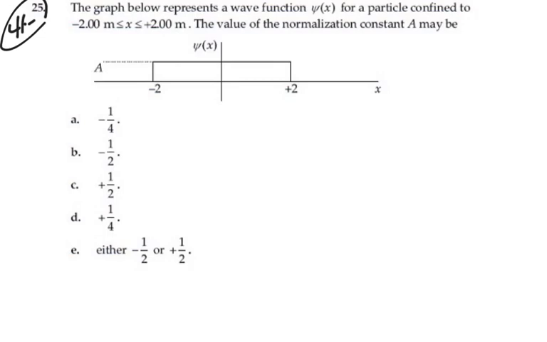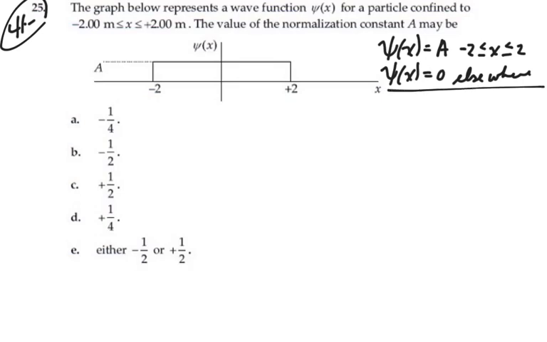The value of the normalization constant a may be, well, if we were to define this wave function, we'd say psi of x is equal to a for the region of -2 less than or equal to x less than or equal to 2. And psi of x is 0 everywhere else. So we'll say elsewhere.